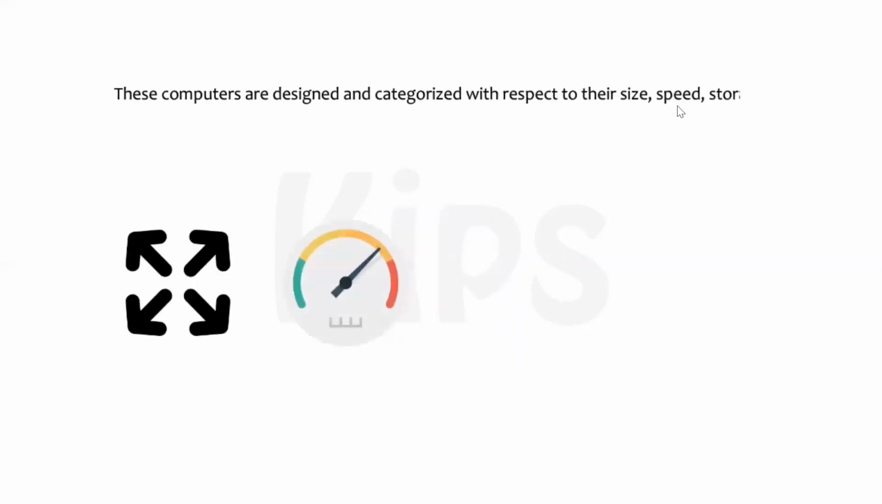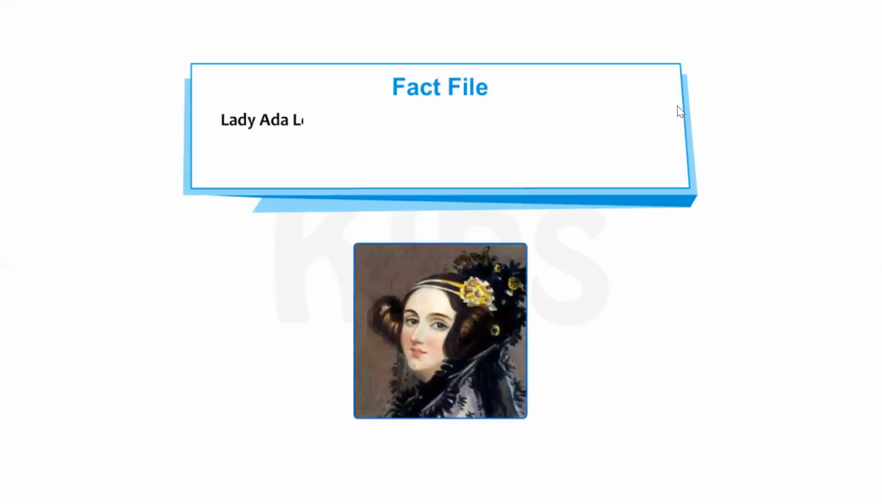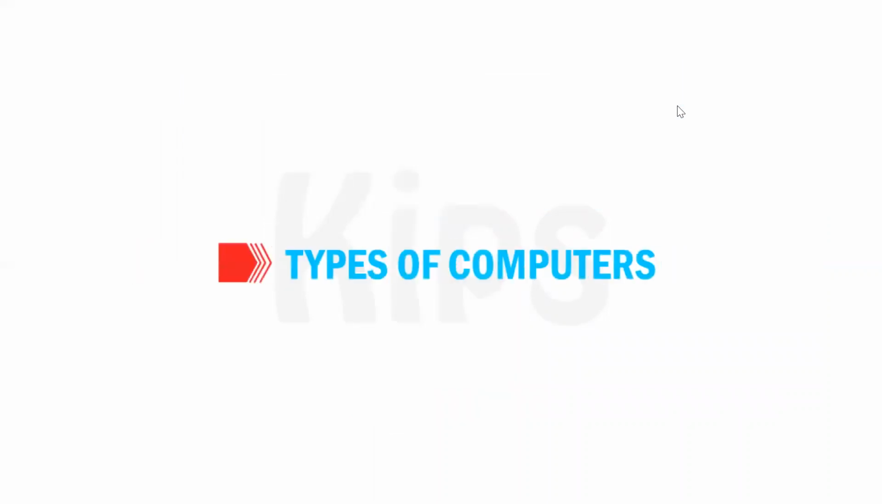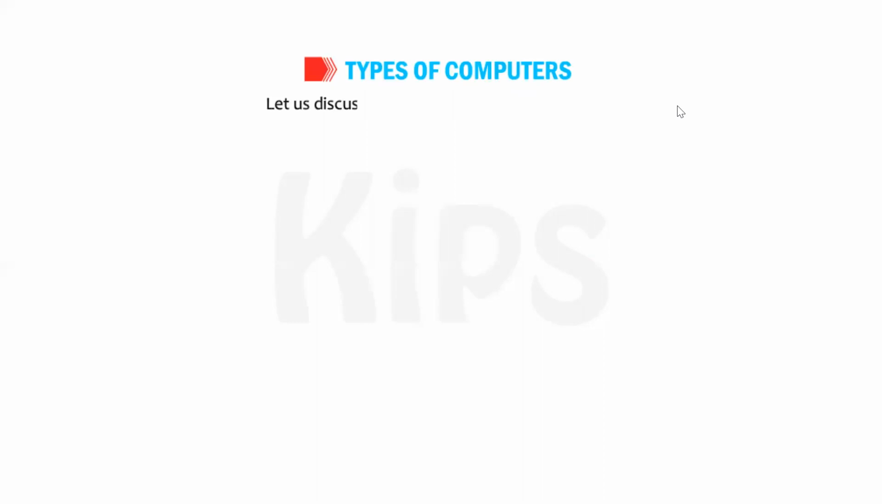These computers are designed and categorized with respect to their size, speed, storage, capacity and cost. Lady Ada Lovelace, a mathematician, is regarded as the first computer programmer. She was the daughter of the famous English poet Lord Byron. Okay students, let us talk about types of computers. Let us first discuss the different types of computers.